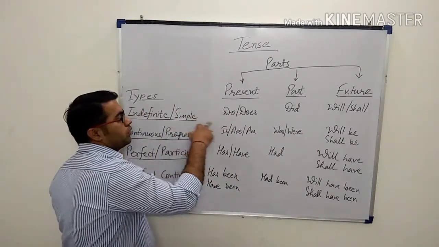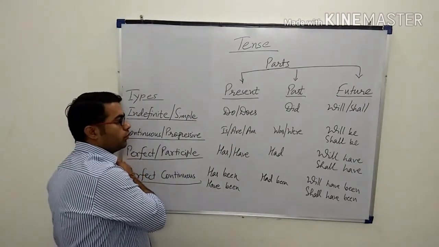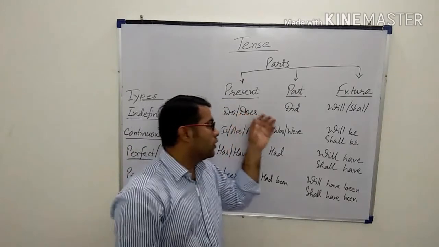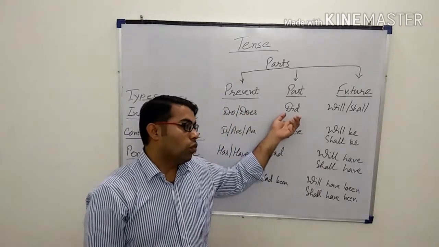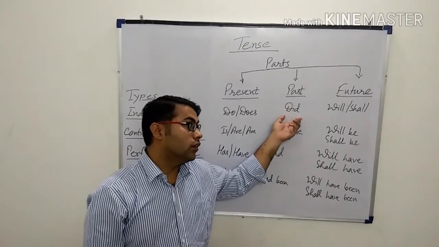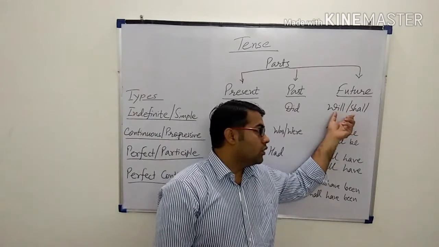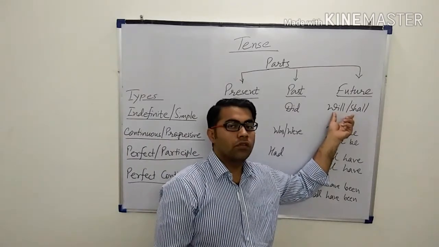In present indefinite, we use do, does as helping verb. With do, does, we always apply verb first form. In past indefinite, we apply did. With did, we always apply verb first form. If we do not apply did, then we apply verb second form. In future indefinite, the helping verb is will, shall. With will, shall also, we apply verb first form.